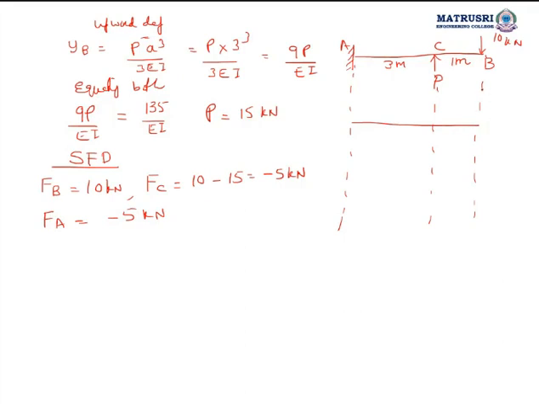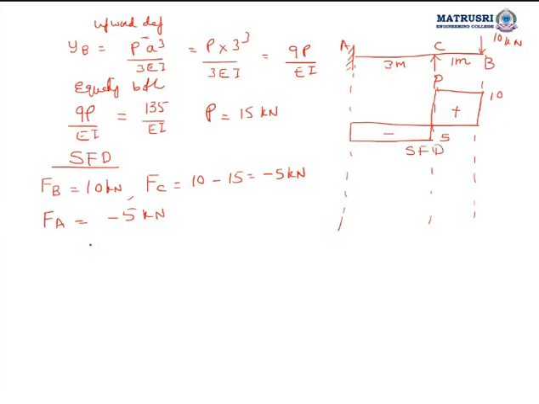Then I will draw the shear force diagram. F of B, this is 10, so I have taken 10. No load from here to here, so constant. Then I got minus 5, so downward. No load means it stays the same. This is minus. This is plus. This is about the shear force diagram.